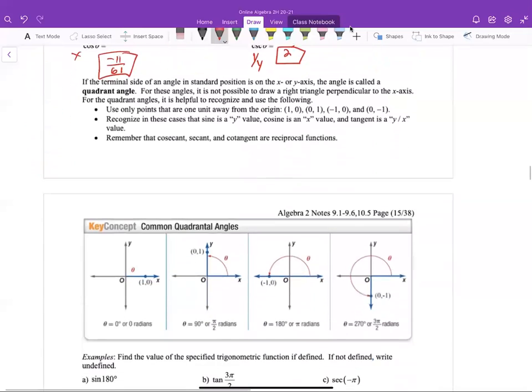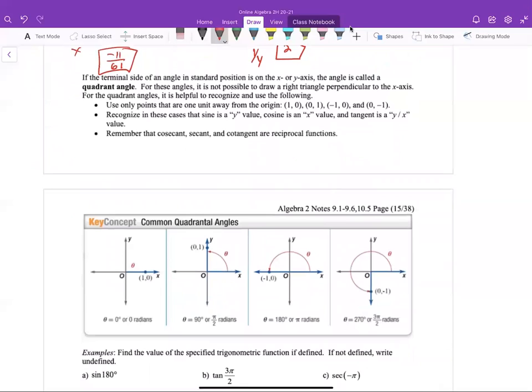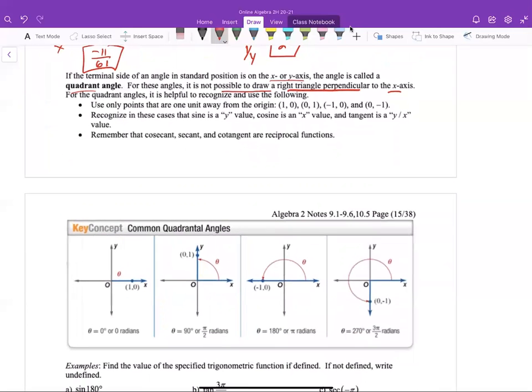All right, if the terminal side of the angle in standard position is on the x or y axis, the angle is called a quadrant angle. Okay, we'll have to deal with those angles a little bit differently. It's not possible to draw a right triangle perpendicular to the x-axis in that case. So for the quadrant angle, it is helpful to recognize the following. Use only points that are 1 unit away from the origin. So it's essentially on the unit circle.